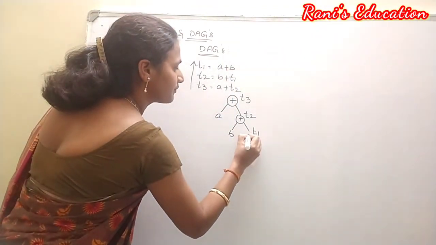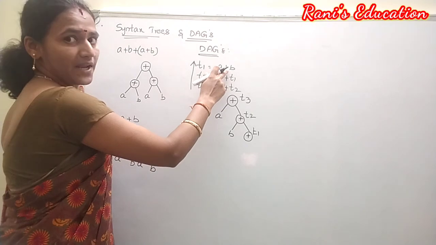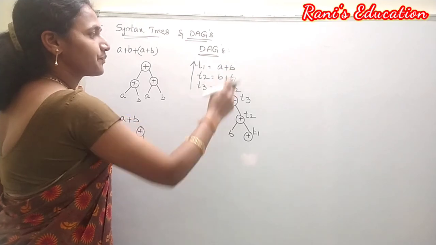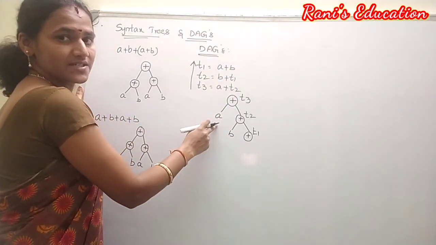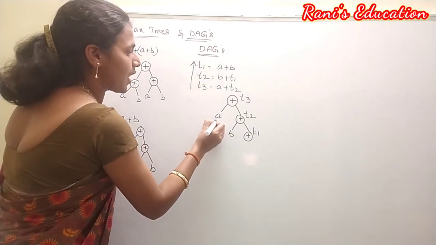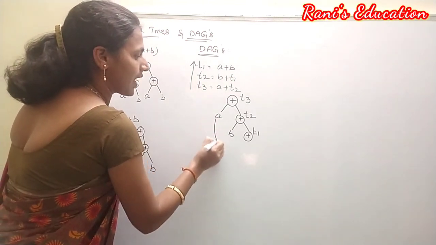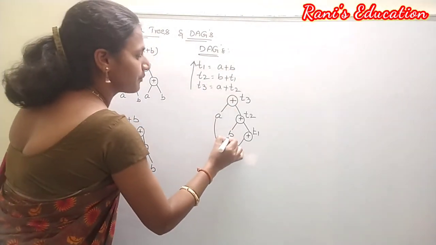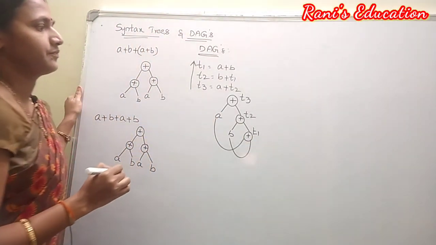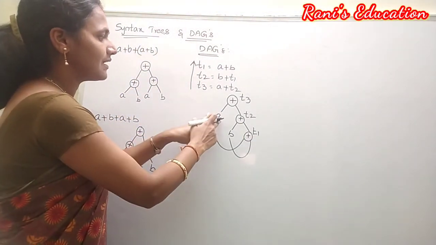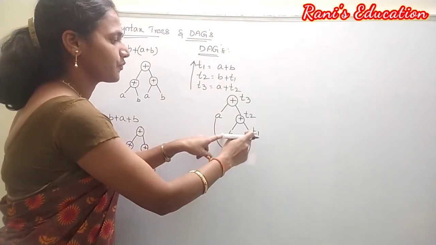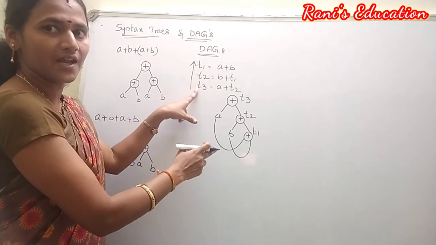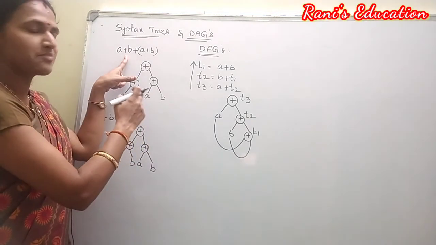Here also we have operator plus, which becomes the interior node of that. And what about the left and right? Left is a, which is already defined in this DAG representation, so I am going to consider this node as the left node for this. What about the right child of that? Right child is b, so I am going to consider it. So how are we going to read this? A plus b plus, what is that? A plus b. This is the DAG representation for this 3 address code for the given statement.